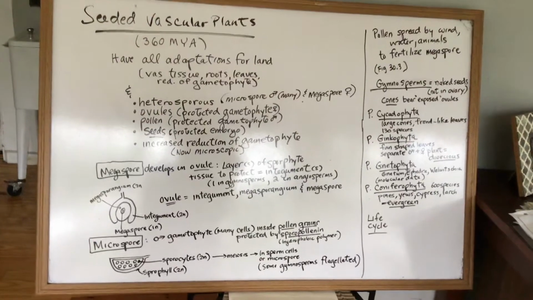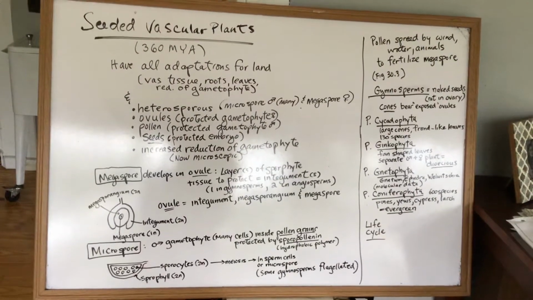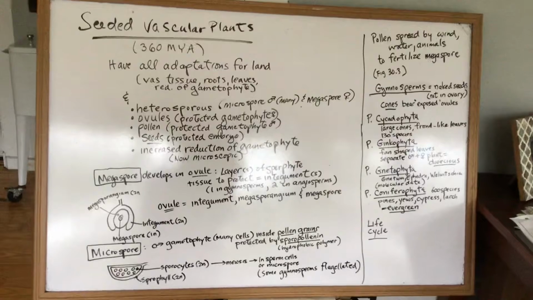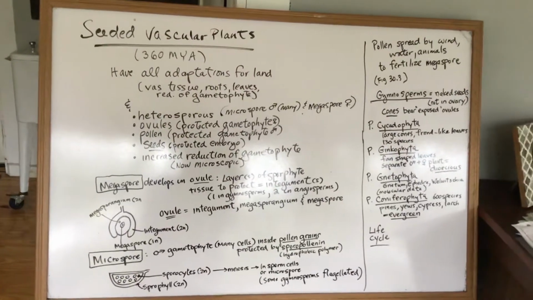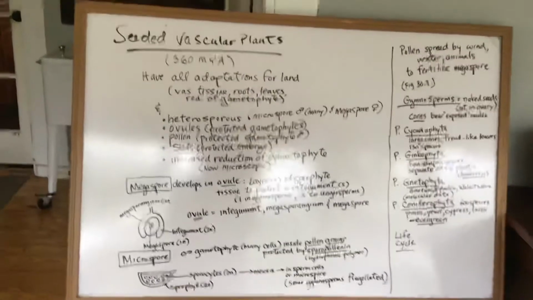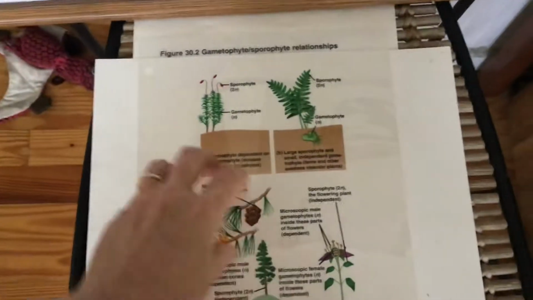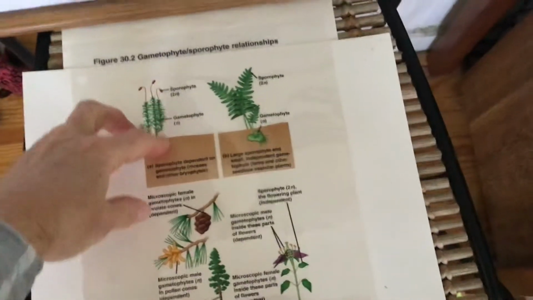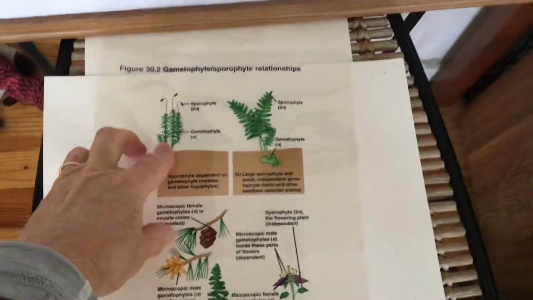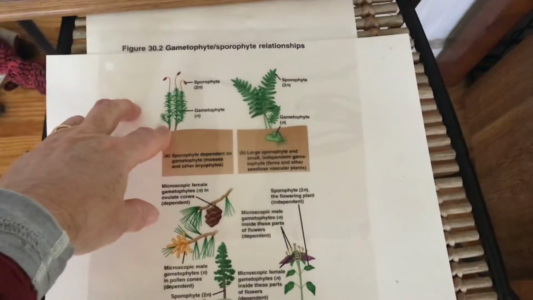And they have an increased reduction of the gametophyte in the life cycle. The gametophyte is now microscopic, perhaps only a few cells worth of microscopic structure. So this is just in your book. They talk about the gametophyte, which in this case was the main part of the plant. And this is the mosses or bryophytes.